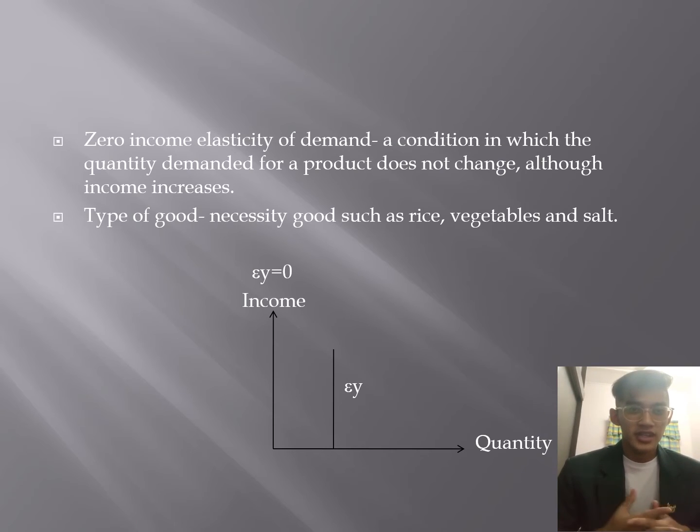Zero income elasticity of demand, a condition in which the quantity demanded for a product does not change, although the income increases. The type of good is necessity goods such as rice, vegetables, and salt.